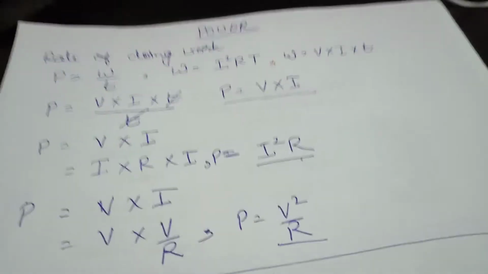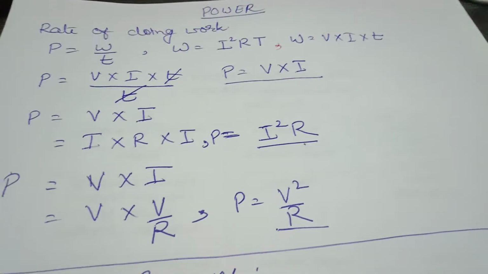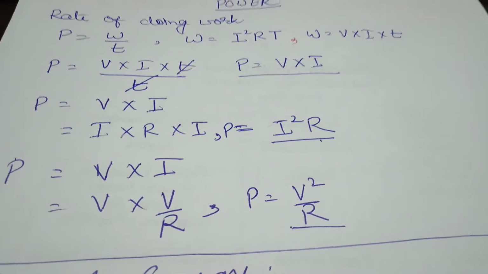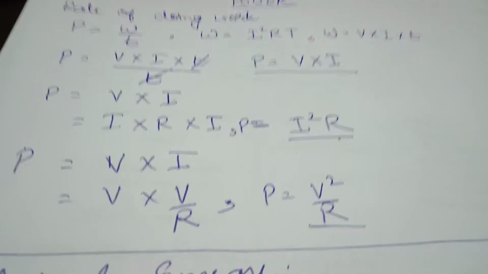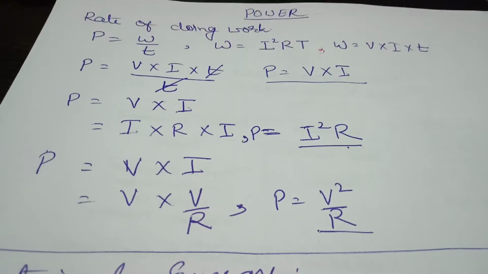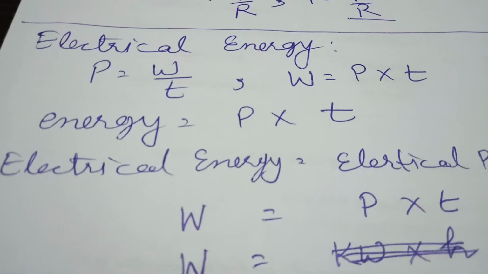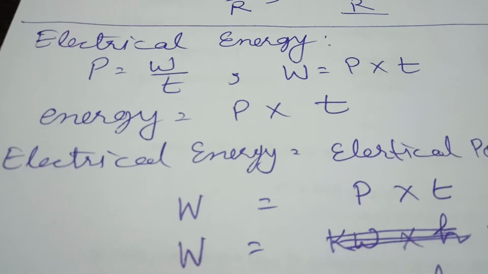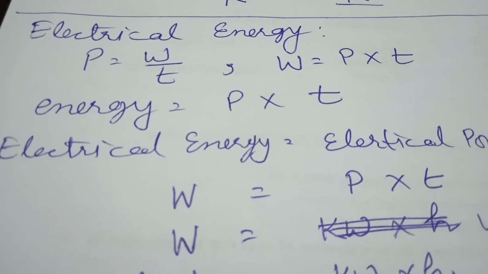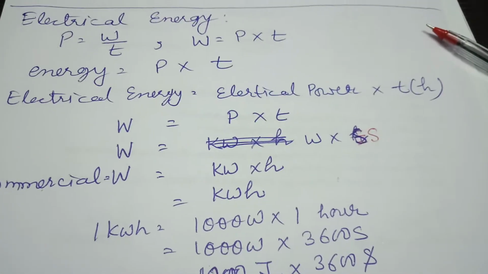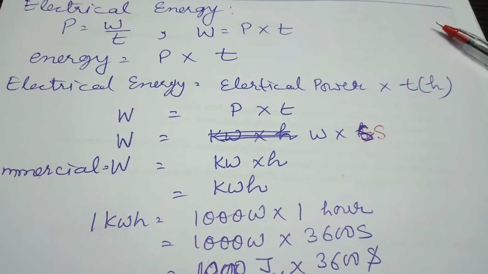So this is all about this chapter. We have read about power. The unit of power is watt. It has three formulas: P equal to V into I, P equal to I square R, and P equal to V square upon R. Similarly, electrical energy: P equal to W upon T, so W equal to P into T. So energy can be written as P into T, electrical power into time.